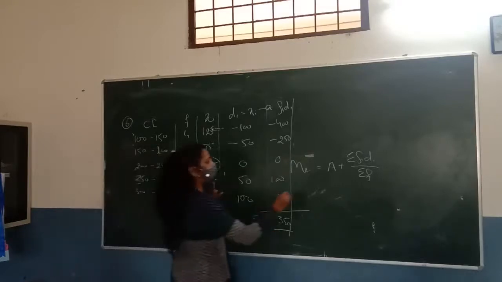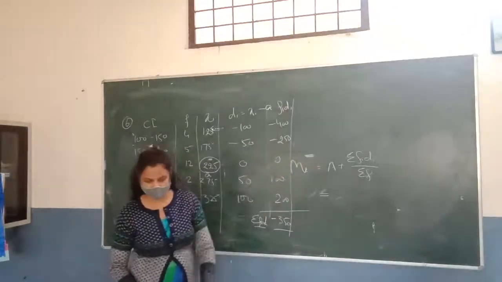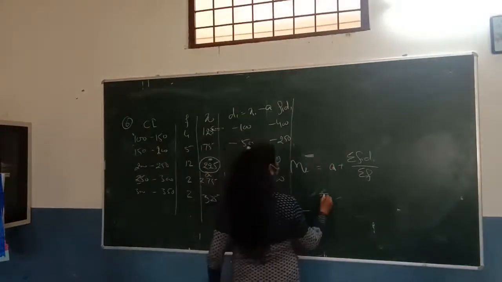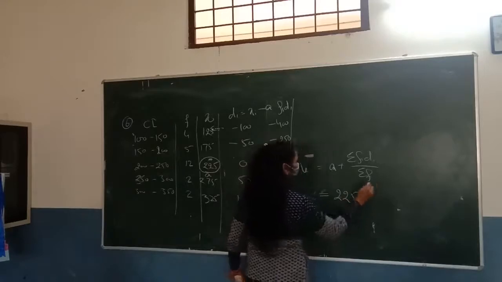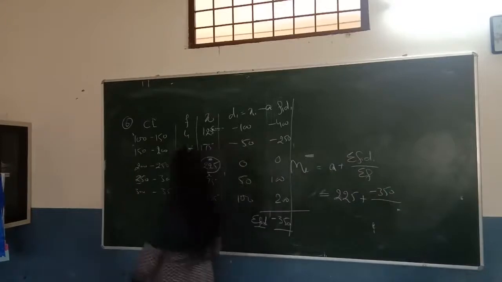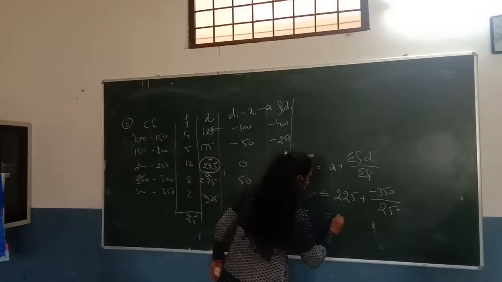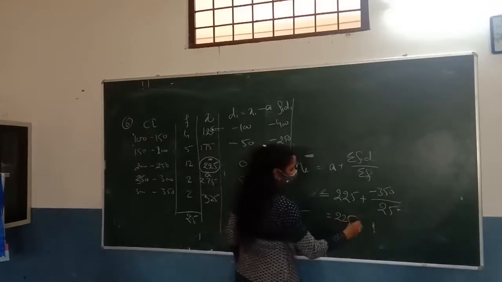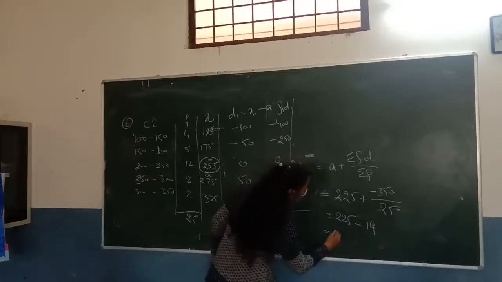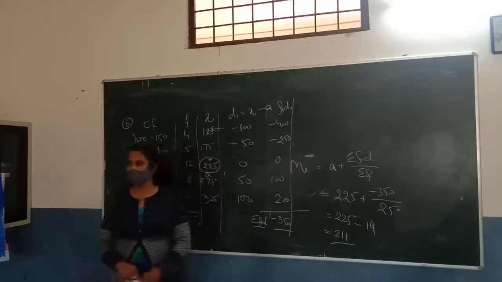Now we will put the values in this formula. Mean is equal to a plus sigma fi di upon sigma fi. I am representing it by small a. a is 225, plus sigma fi di is minus 350, upon sigma fi, the sum of frequencies, which is 25. So 225 minus 14 will be 211. Now is it clear?